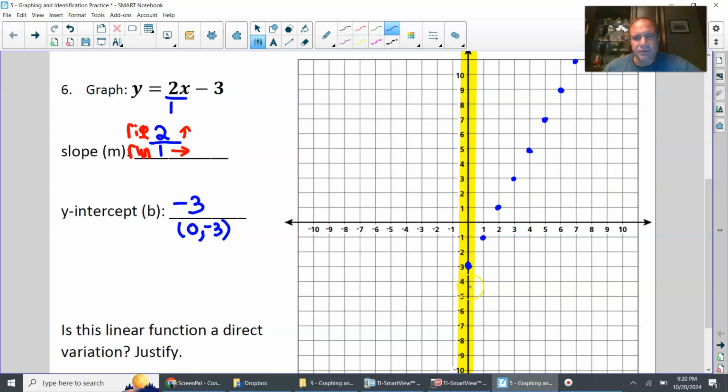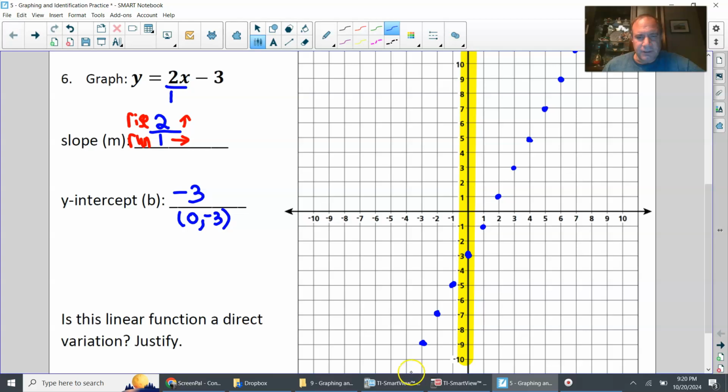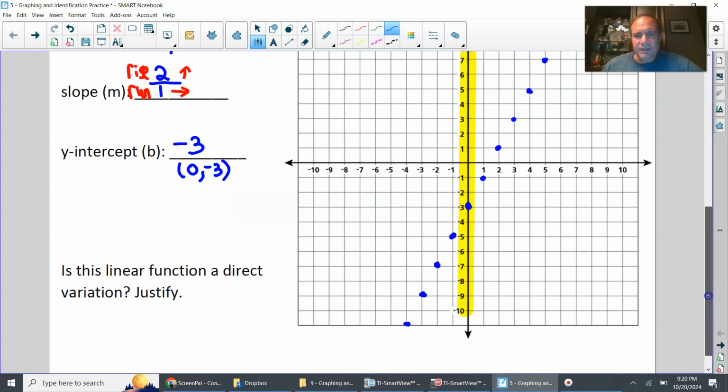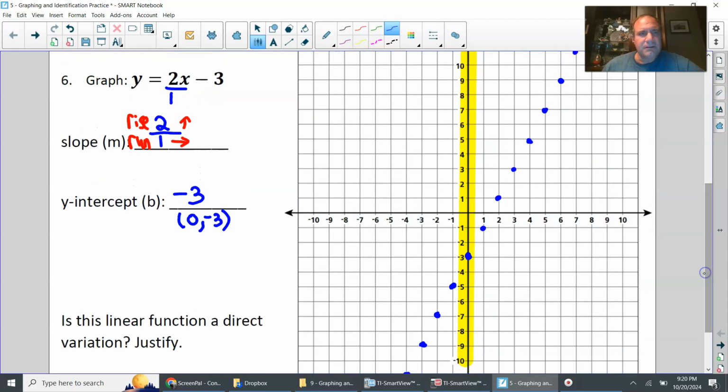Instead of going up 2, you're going to go down 2 and to the left 1. Opposite of what you were doing, down 2 to the left. And you're going to stop right there, or you can go 1 further, down 2 to the left. Notice that the points are in a straight pattern there.